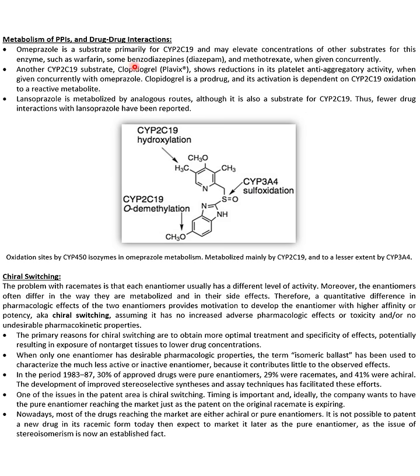Let's talk about the metabolism for proton pump inhibitors and some drug-drug interactions. Omeprazole is primarily metabolized by the enzyme CYP2C19, and therefore it competes for this enzyme with other substrates and drugs like warfarin and some of the benzodiazepines such as diazepam, and methotrexate. So if they are taken at the same time, then they compete for this enzyme, and eventually the concentration of these products is going to increase.